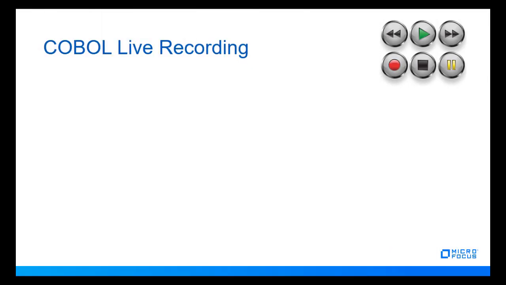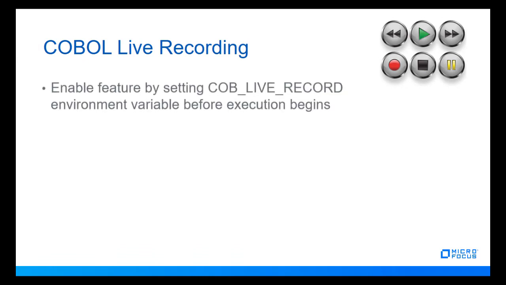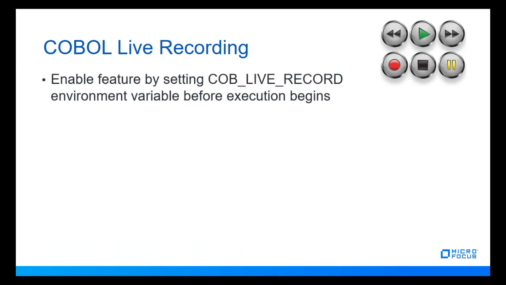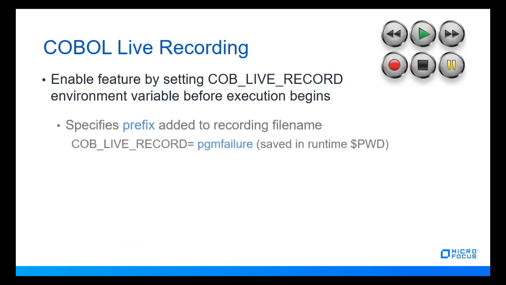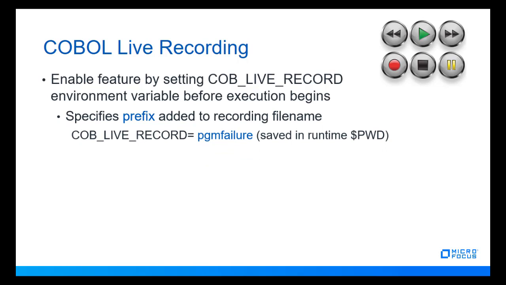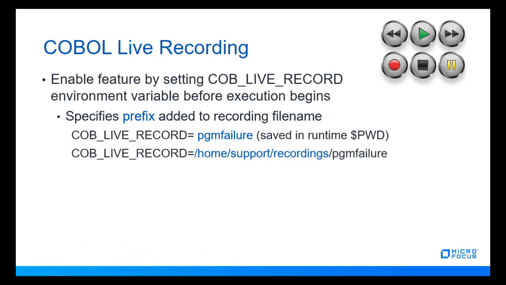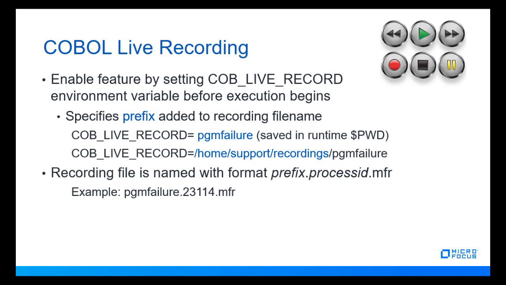This feature is enabled by setting an environment variable named COB_LIVE_RECORD before starting execution of the application. This variable is set to specify a prefix that will be added to the recording file that is produced. By default, the file will be produced in the present working directory of the application. Or you can optionally specify a target directory for the recording file as part of this setting. The recording file name includes the prefix, the executed process ID, and has the extension .mfr.